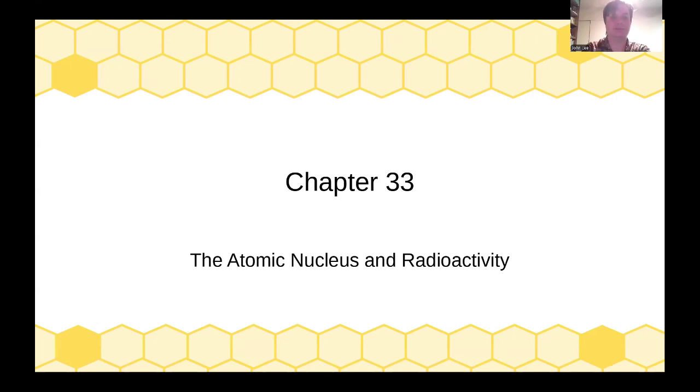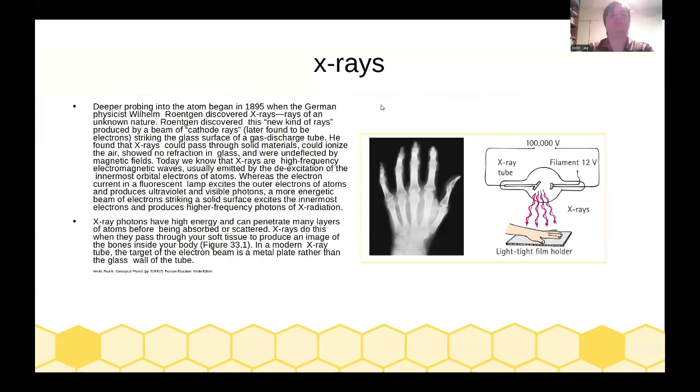That said, let's move on to chapter 33, the atomic nucleus and radioactivity. The first thing we want to talk about are X-rays. Deeper probing into the atom began in 1895 when the German physicist Wilhelm Röntgen discovered X-rays, rays of an unknown nature. Röntgen discovered his new kind of rays produced by a beam of cathode rays, later found to be electrons striking the glass surface of a gas discharge tube.